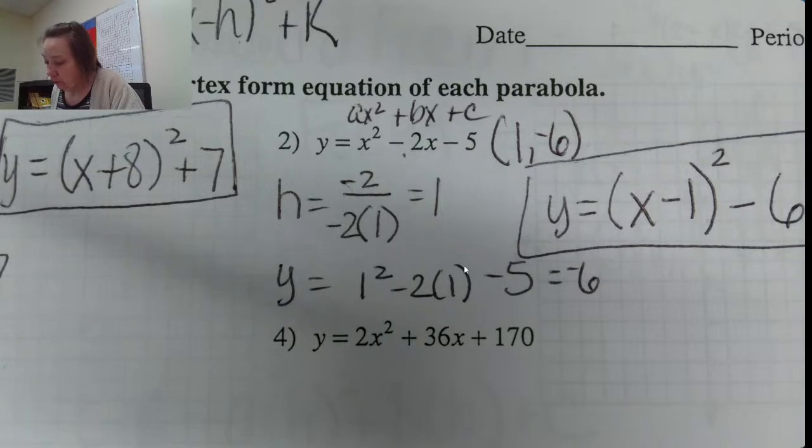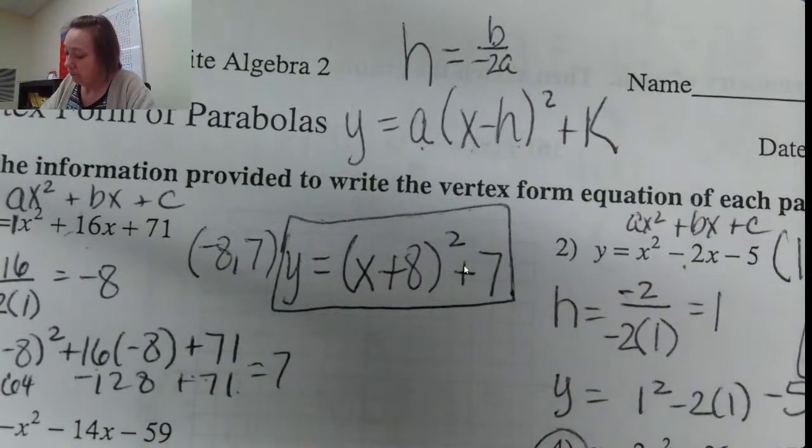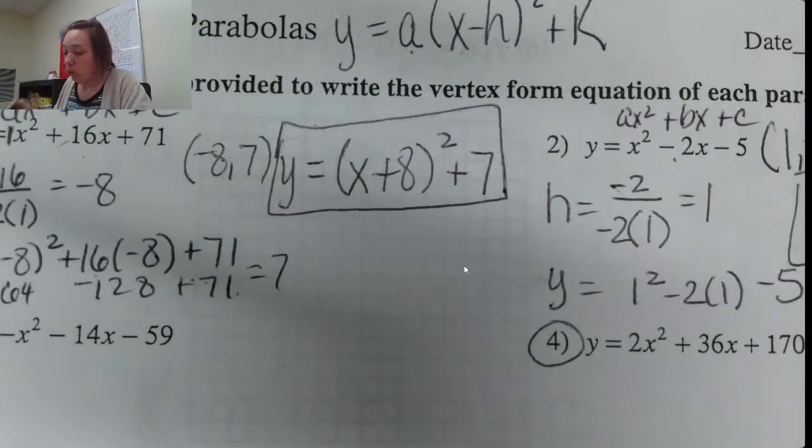Y'all think y'all can do a few? I want y'all to do 3 through 7. Three, 4, 5, 6, and 7. And you can stop there. We'll do 8 together.